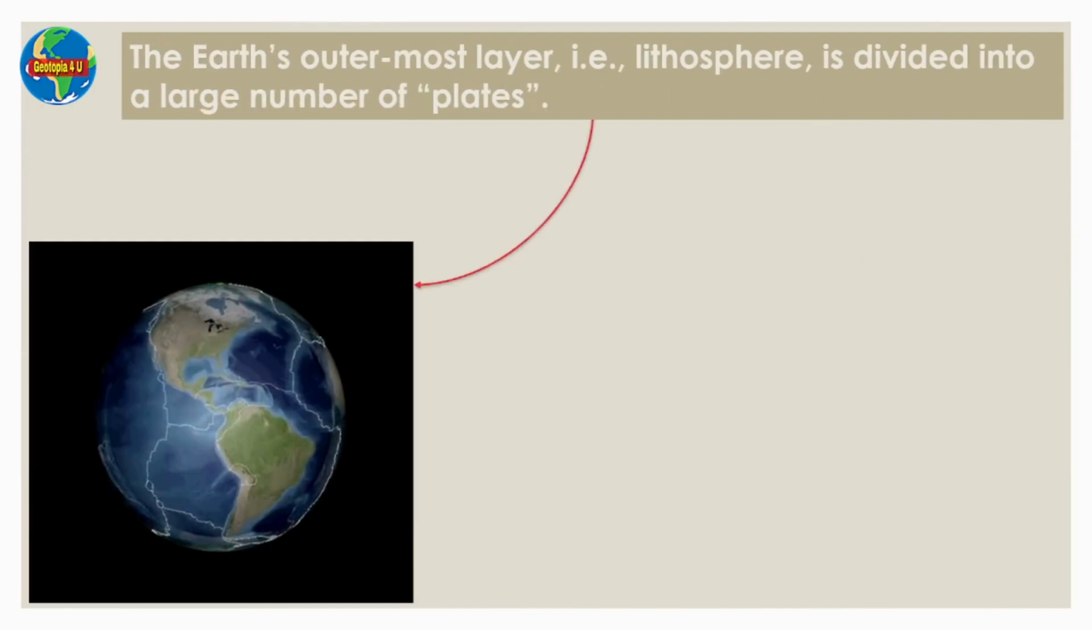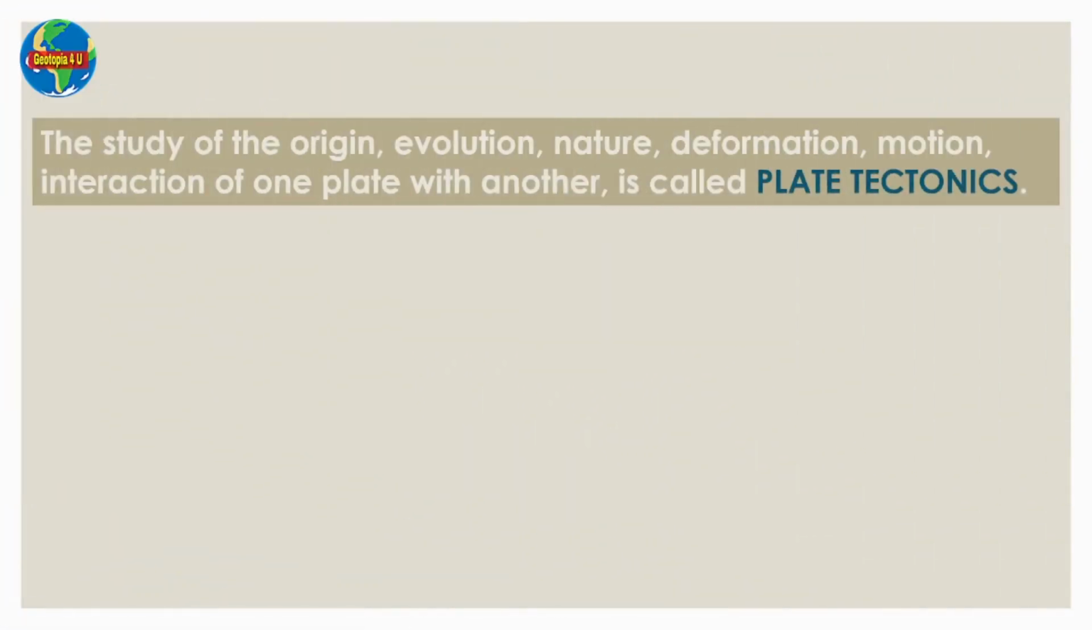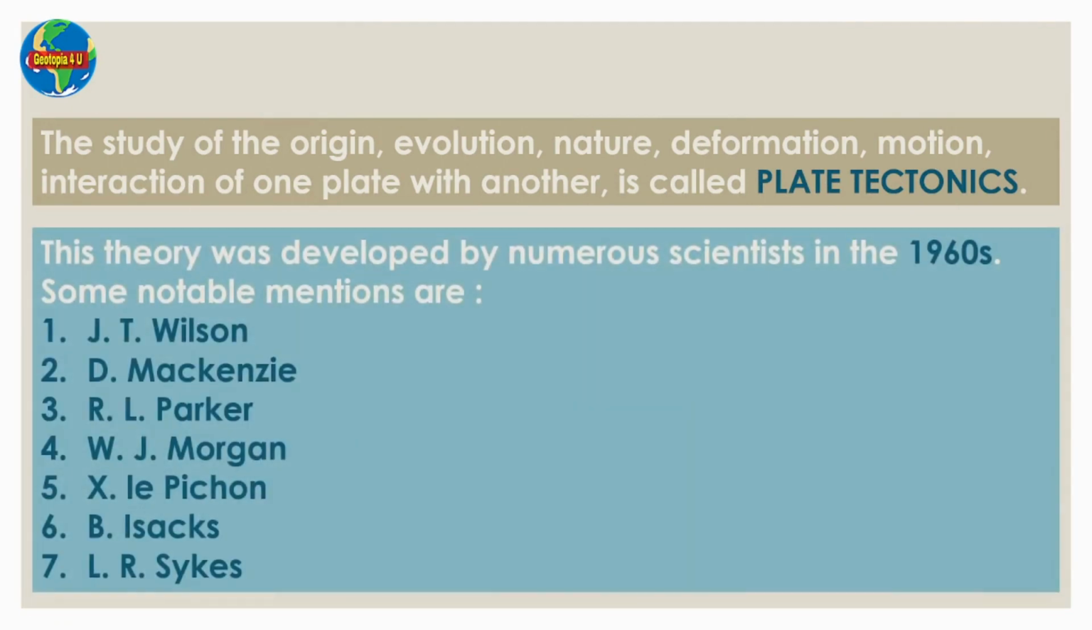The Earth's outer layer, that is the lithosphere, is divided into a large number of plates. These plates can be visualized with the help of an orange, whose peel has been divided into several sections. The study of the origin, evolution, nature, deformation, motion, and interaction of one plate with another is called plate tectonics. This theory was developed by numerous scientists in the 1960s.